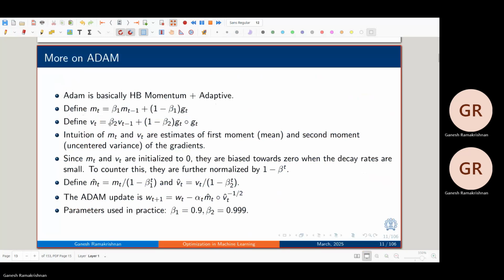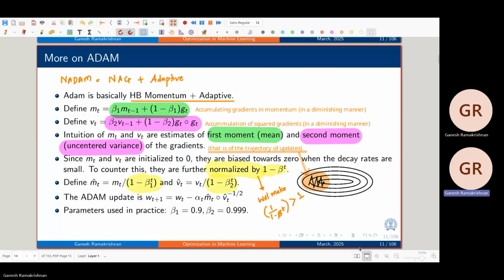notation. And I already said that they are first moment and second moment. Second moment, but it's uncentered variance, right? And then the reason we have this 1 upon 1 minus beta 1 raised to t is that since Mt and Vt are initialized to 0, they are biased towards 0. I've tried to highlight here that they're biased and start becoming 0 when the decay rates are too small. So to counter that, you normalize them by 1 minus beta raised to t so that it is not going down so fast.